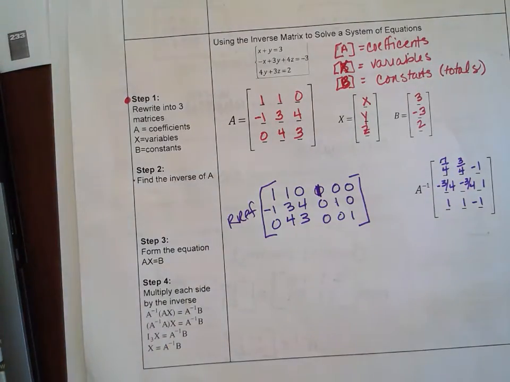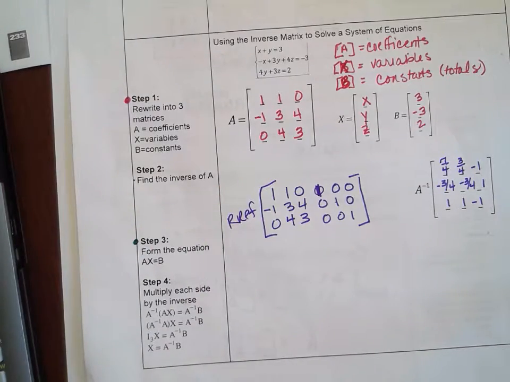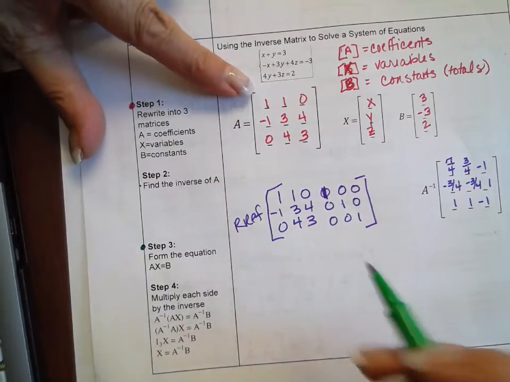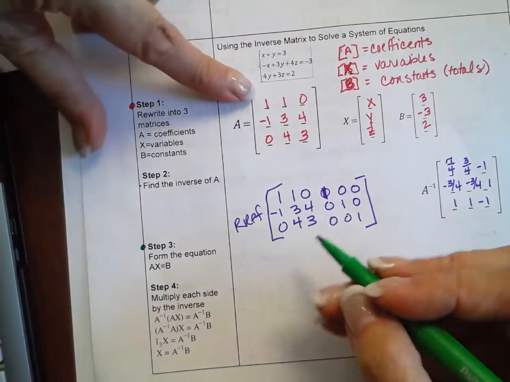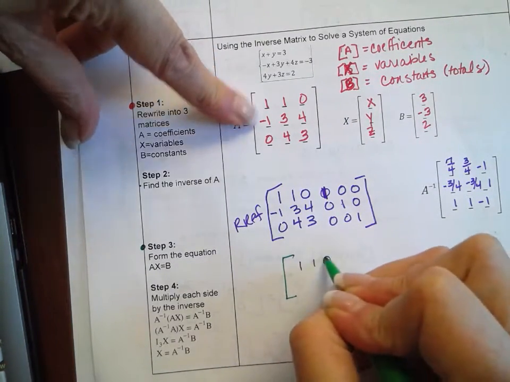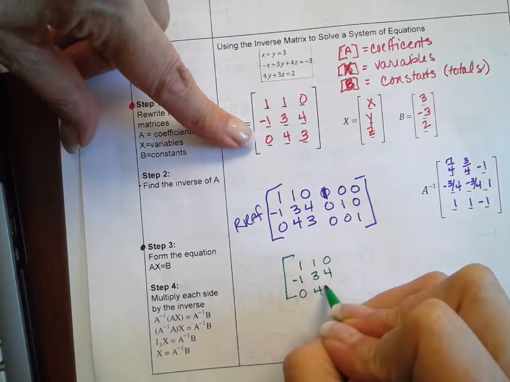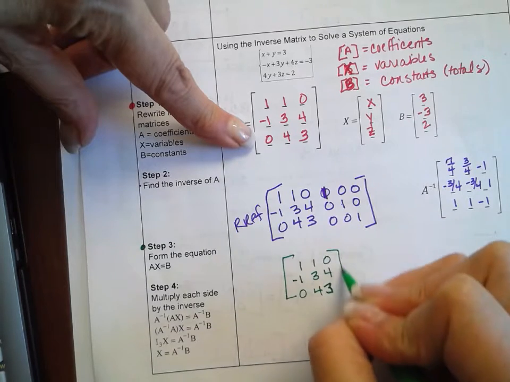Okay, the next step is to make an equation using your AXB. So I'm going to have 1, 1, 0, negative 1, 3, and 4. Whoops, 0, 4, 3.